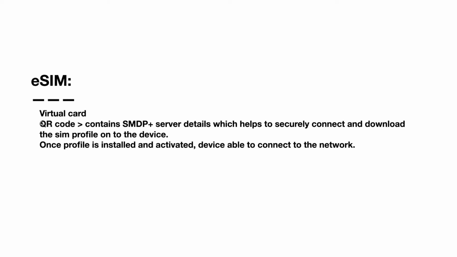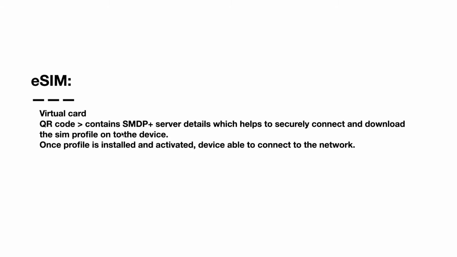The next important thing is a QR code. QR stands for quick response. It's a black and white square box. Once you go to the retail shop and get an eSIM, you can see it on the SIM cover itself. There is some important and critical information embedded onto this QR code, that is nothing but the SMTP server details.